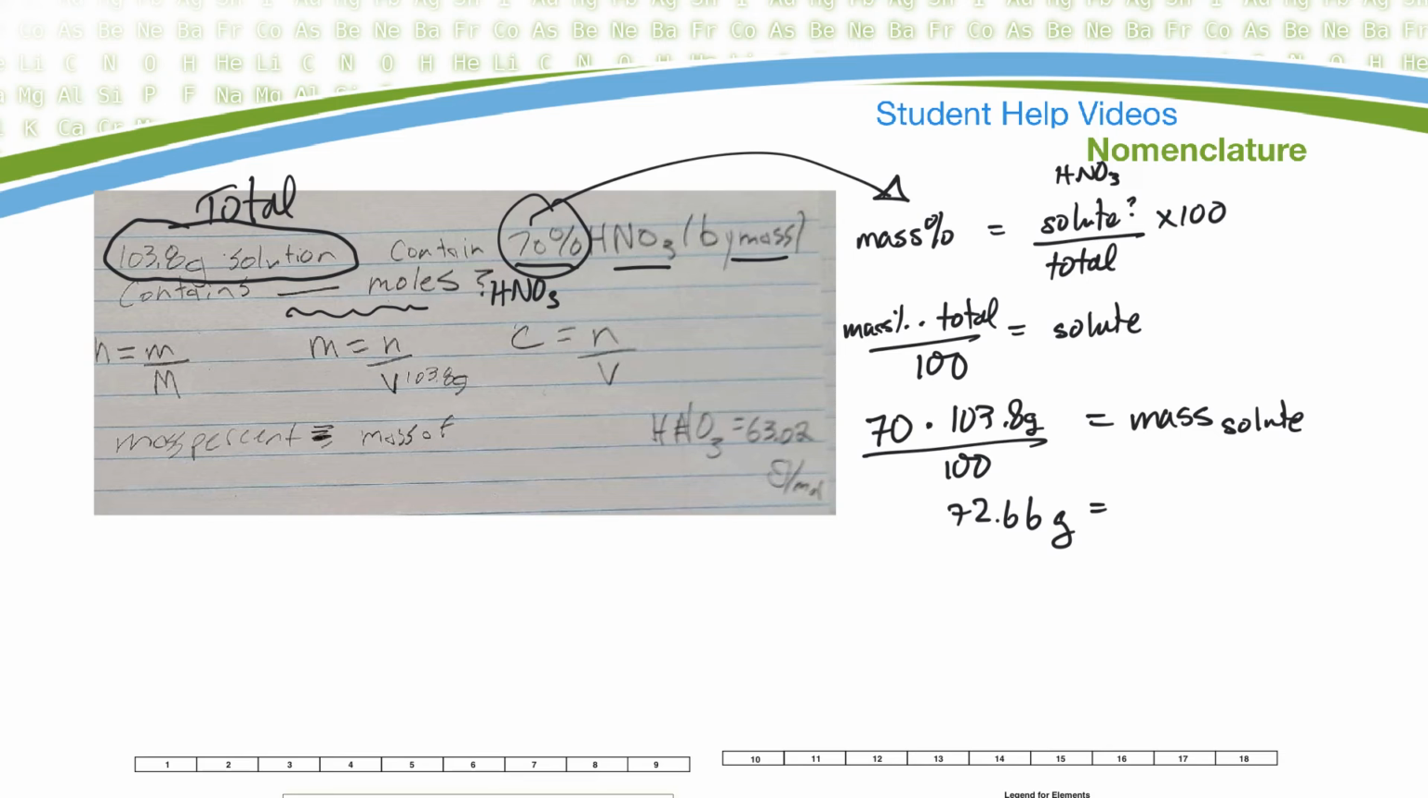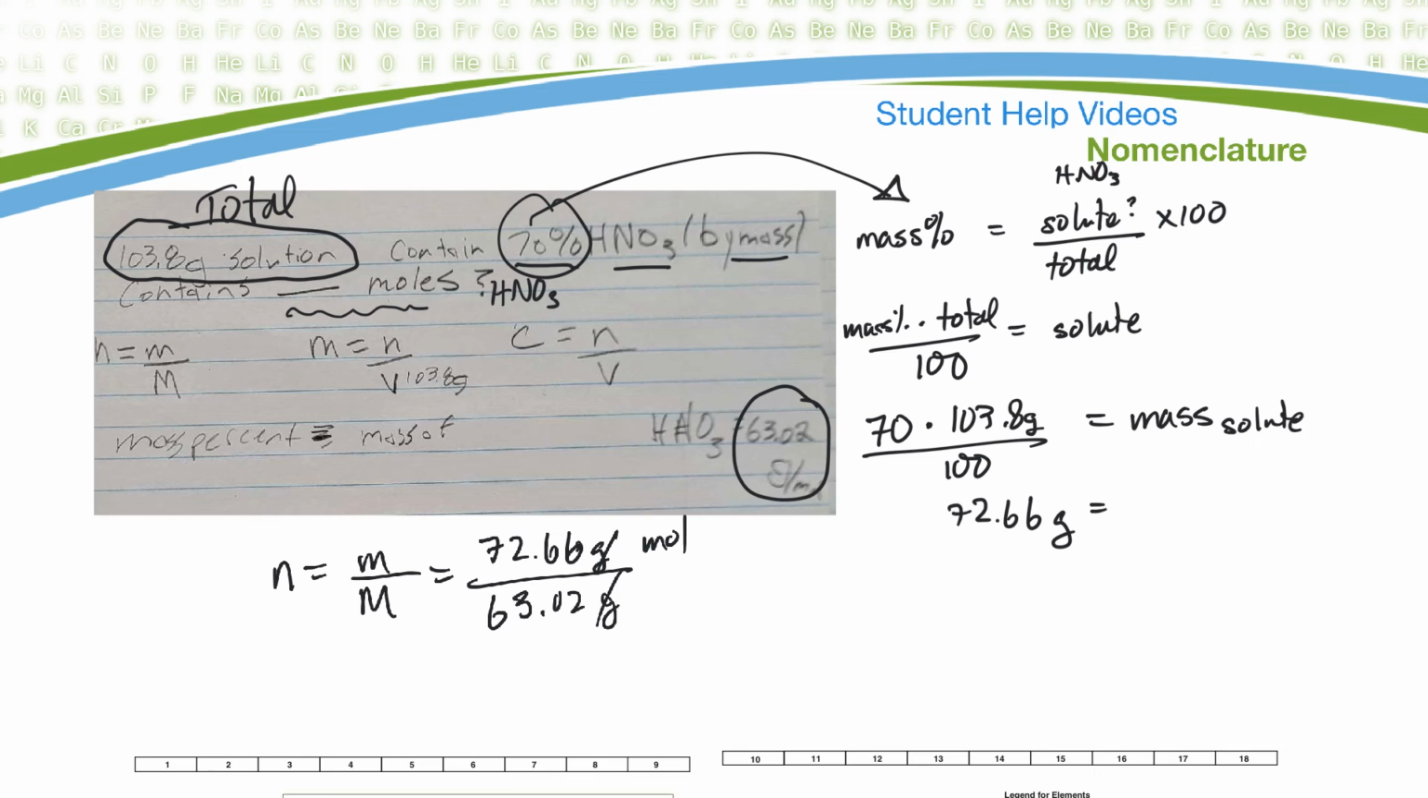And the question then says, how many moles is that? So moles are equal to mass over molar mass. So the mass is 72.66 grams. And the molar mass is right there, 63.02 grams per mole. So I take the answer that I just had, 72.66, and I divide it by 63.02.